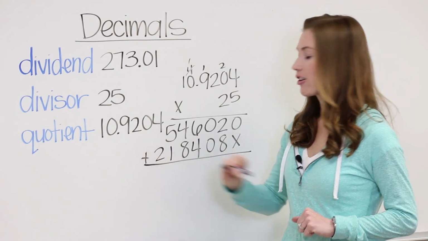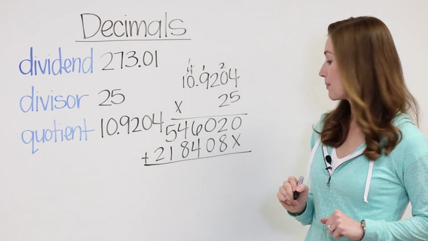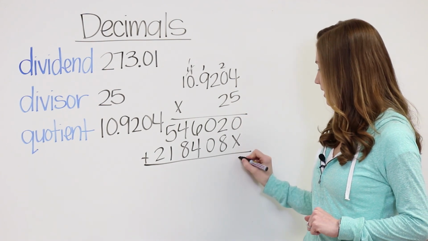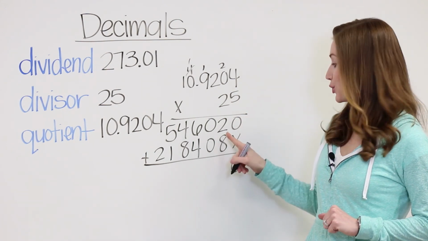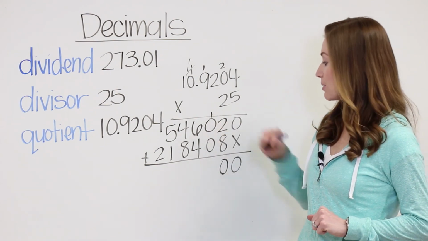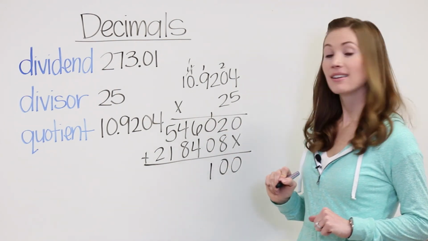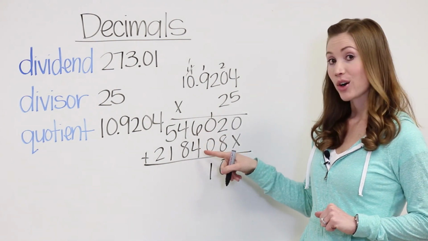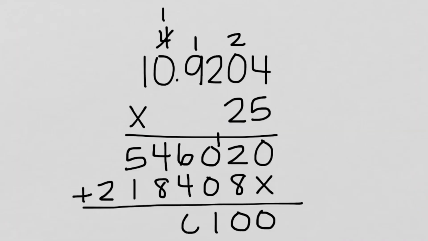Let's add these together to find our final product. 0 plus nothing is 0. 2 plus 8 is 10. We write the 0, carry the 1. 0 plus 0 is 0, plus 1 is 1. 6 plus 4 is 10. We write the 0, carry the 1.